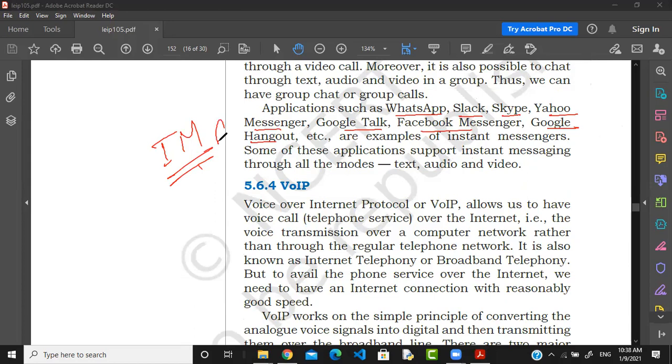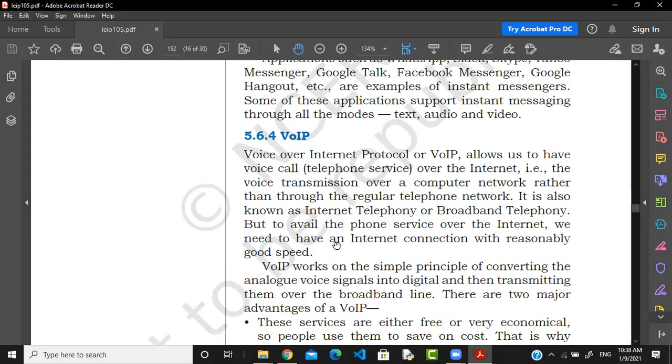Now you may get one question: give two examples of IM application, or give two examples of chat application. So now you understand. Instant messaging is not only used to send text. Instant messaging is used to send text also, audio also, and video also. Okay, getting my point? What is next?